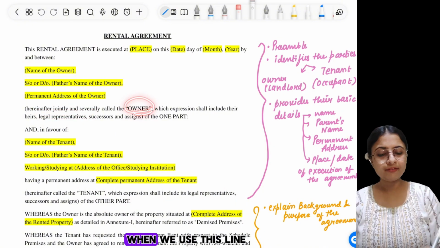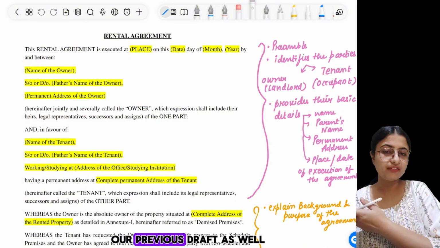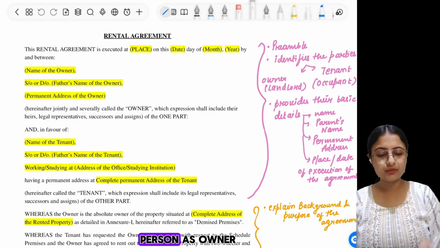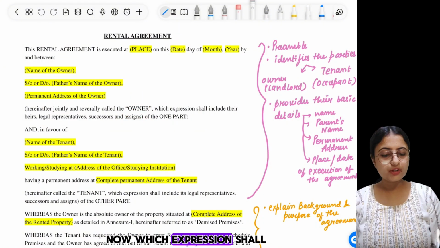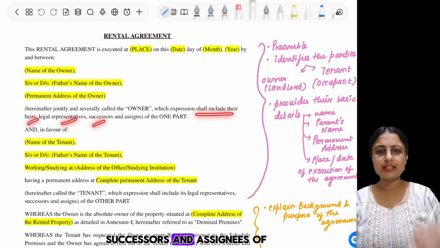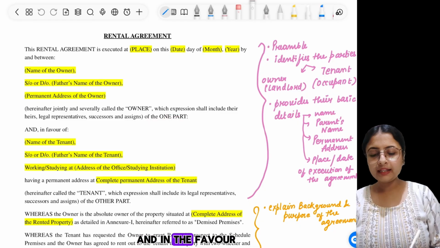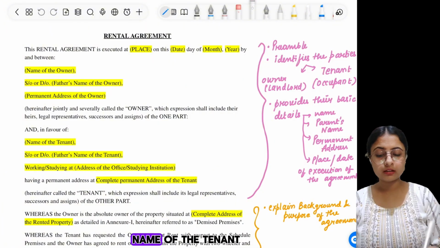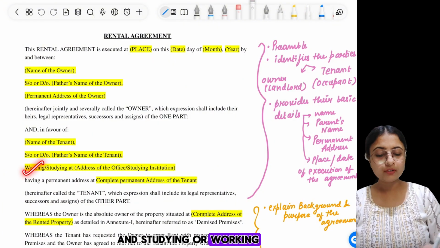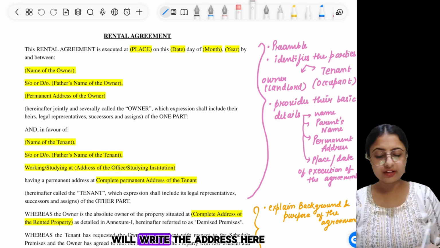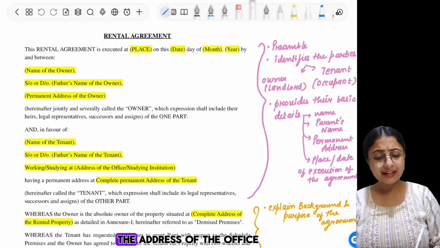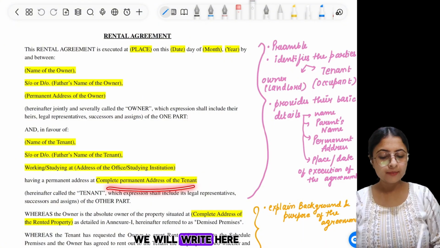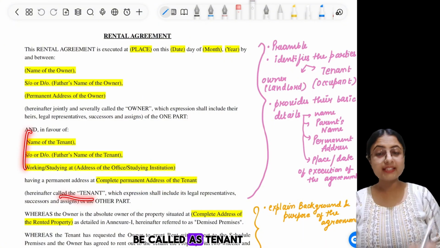Now when we use this line, as already discussed in our previous draft as well, we will not repeat the person's name again and again. We will address that person as owner. Which expression shall include their heirs, legal representatives, successors and assignees of the one part, and in favor of, here we will write the tenant details, the name of the tenant, parent name of the tenant, and studying or working at, we will write the address of the office or the institution where the person is studying or working. And this person will be called the tenant in this agreement.